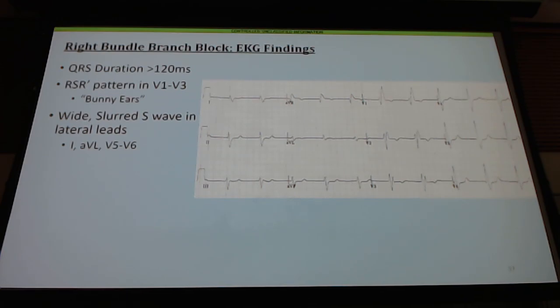And so the criteria for a right bundle branch block is you have to have a wide QRS. Typically we see an RSR prime pattern in V1 through V3, so this is called our bunny ears, right? So you can see R, S, R prime, kind of our bunny ears appearance in V1 through V3. But you also have this slurred S wave in the lateral leads. And you can see, instead of this being an abrupt S up, it's kind of slow as it goes up to its baseline. So that's that wide slurred S wave in your lateral leads.